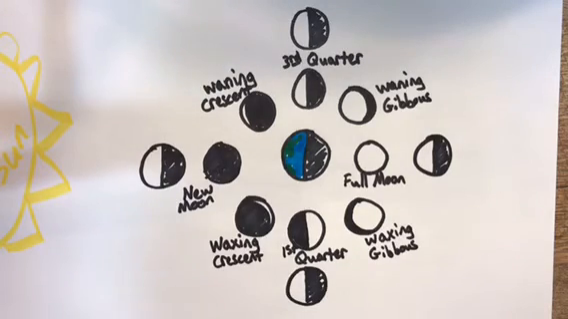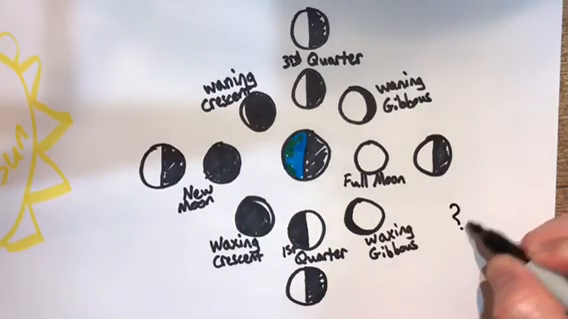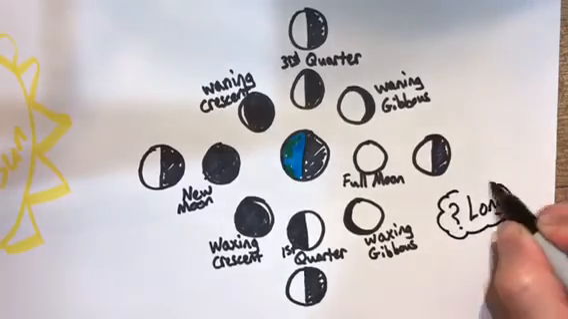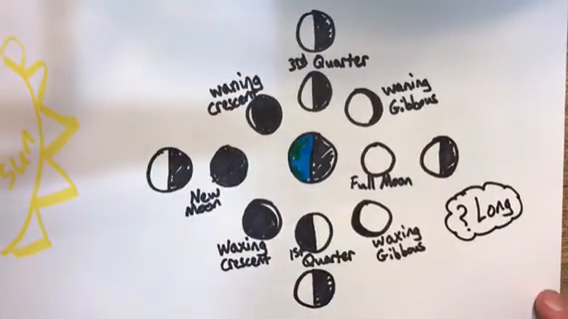My question for you is, how long does it take for the moon to revolve around the Earth one time? And how is it related to its rotation?